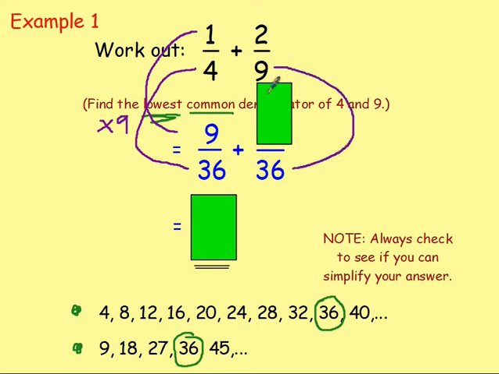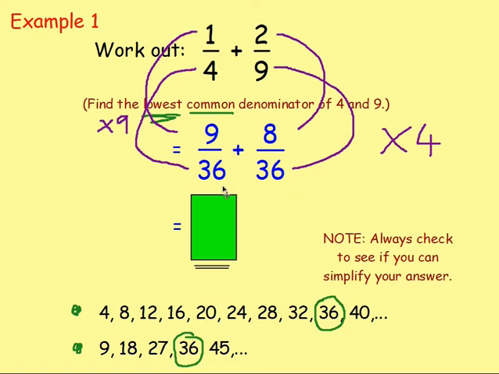So again, we're thinking, how do we go from 9 to 36? What do you times by? 9 times 4, good. 9 times 4 would give you 36. So because you're multiplying the denominator by 4, you also multiply the numerator by 4 as well. So 2 times 4 will give you 8. So 2/9 is the same as 8/36.